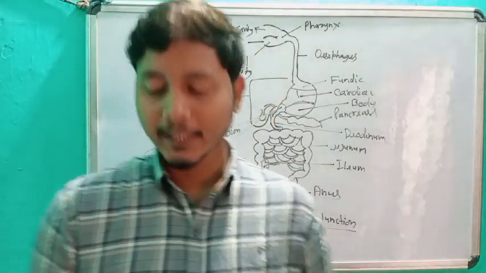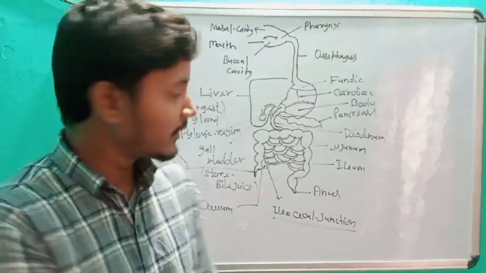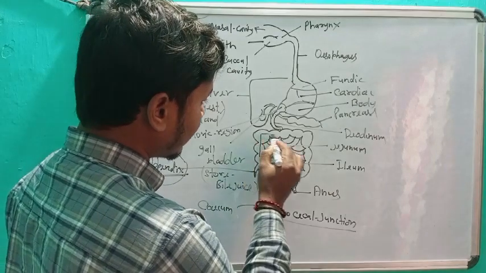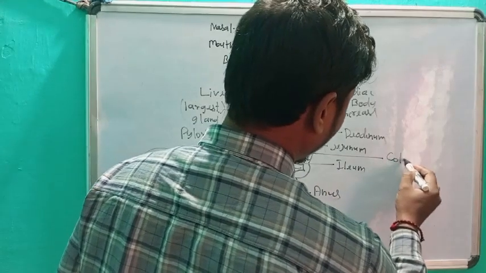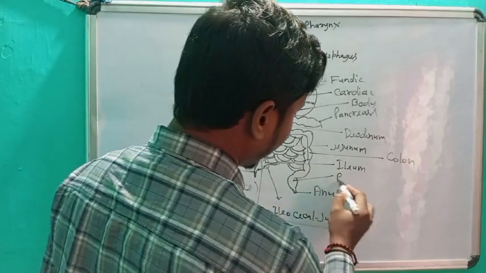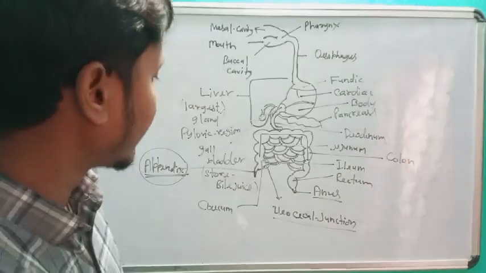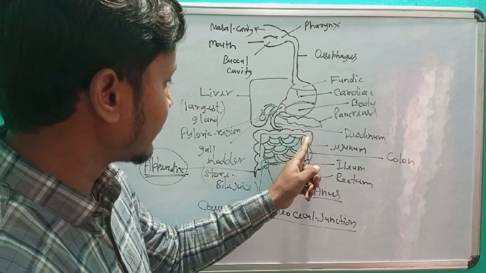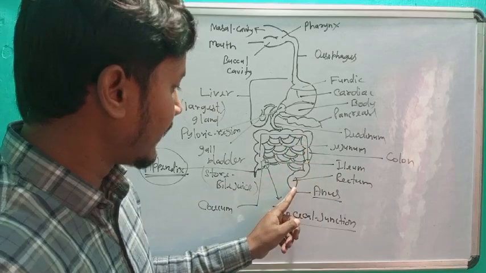The large intestine is divided into four major portions. The first portion is known as the cecum, and after that comes the colon, and the last ones are the rectum and then the anus. The cecum is the larger portion of the large intestine. Cecum, colon, rectum, and last one is the anus.